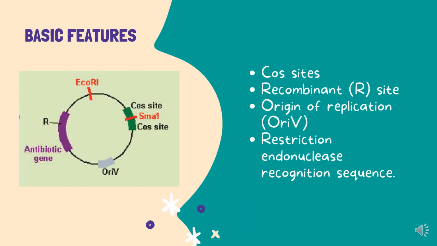The following comprise the basic features of a cosmid. First, the cos site, which provides blunt ends. Next, the recombinant site, indicated by selectable markers such as the antibiotic gene in the figure. Next, the ORI-V, or the origin of replication. And lastly, restriction endonuclease sequences, which are represented by EcoRI and SmaI in the figure.